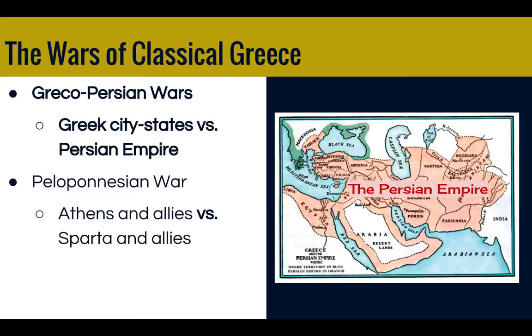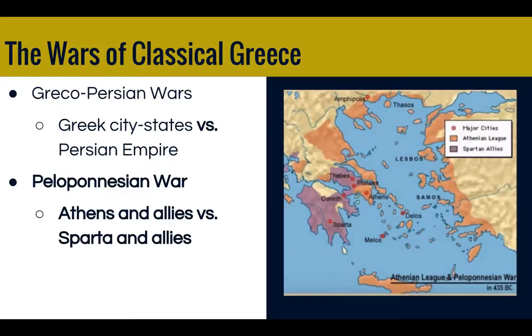So we're going to talk about two big wars here. The first one, the Greco-Persian Wars, which is a two-parter and deals with the Greek city-states versus the Persian Empire, which you see here. The green areas on this map show Greek territories, and in the orange, of course, the Persian Empire. The second series of wars that we'll talk about is the Peloponnesian War, and this involves the city-state of Athens and its allies, or the Athenian Empire, against the city-state of Sparta and its allies.